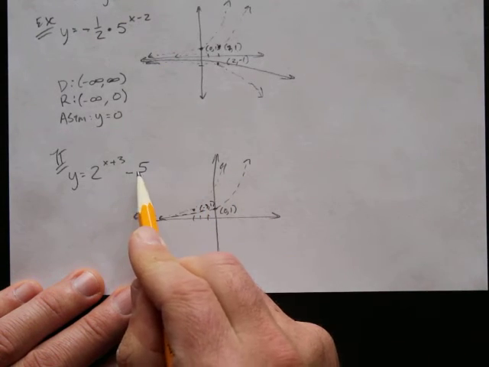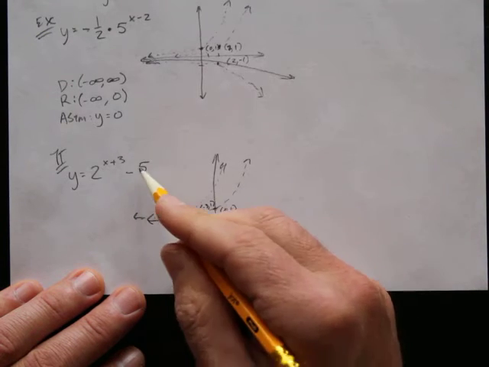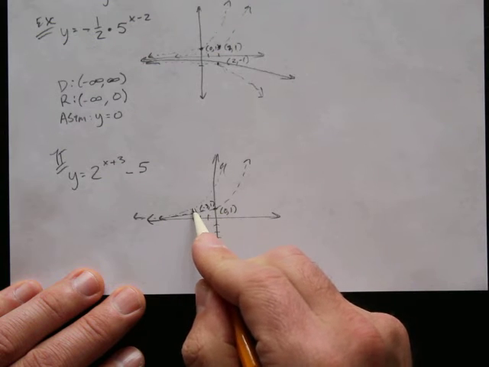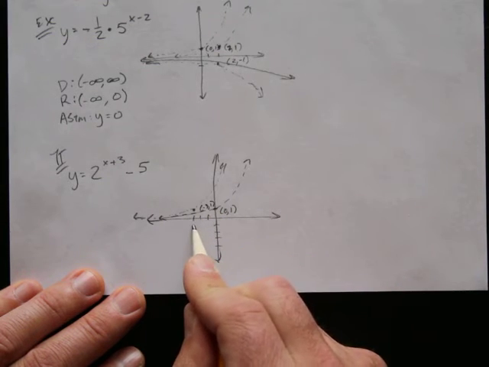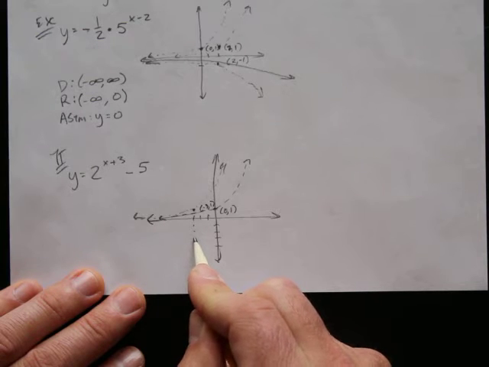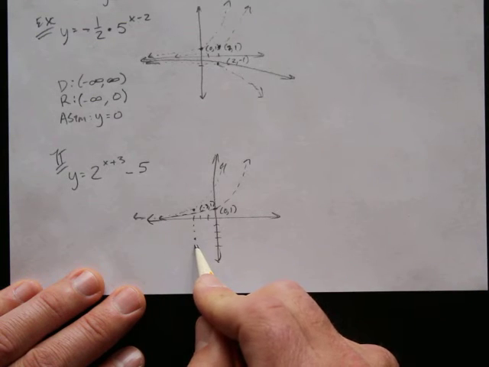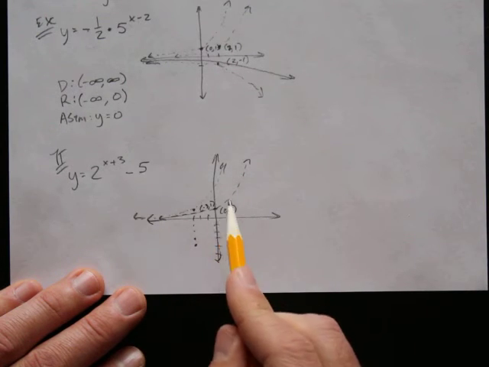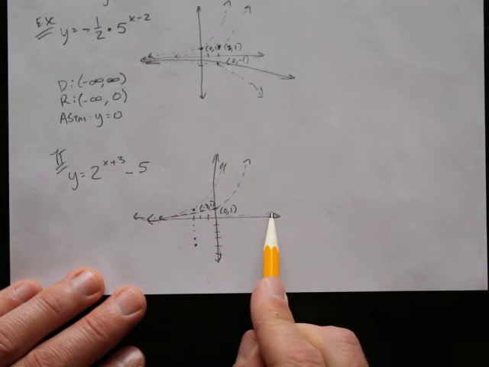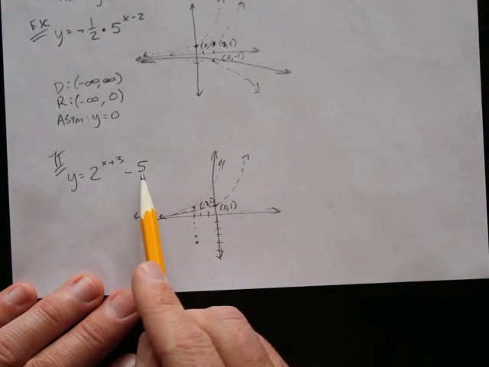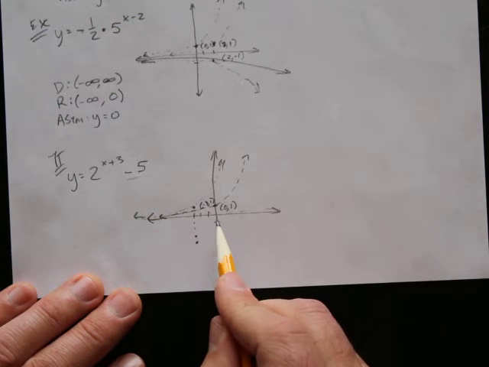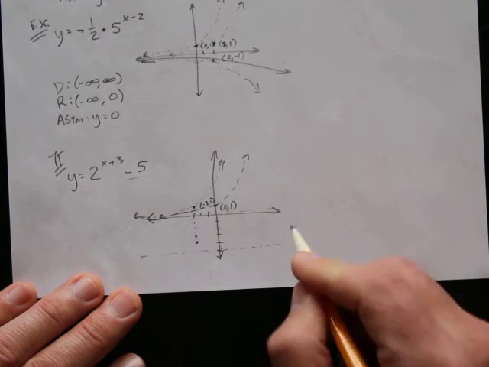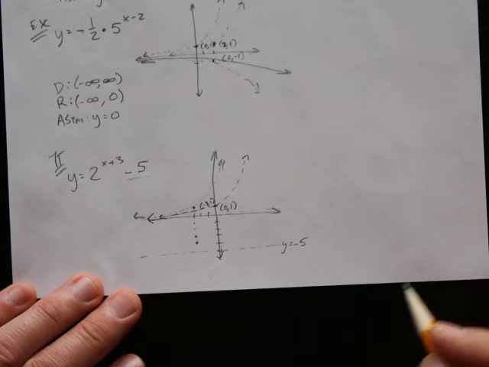And then I've got -5, so I'm going to move this whole thing down 5. 1, 2, 3, 4, 5. So I'm going to move my asymptote before I draw this thing. Here's my asymptote right now at y equals 0. I'm going to move it down 5 spaces. 1, 2, 3, 4, 5. There's my new horizontal asymptote at y equals -5.